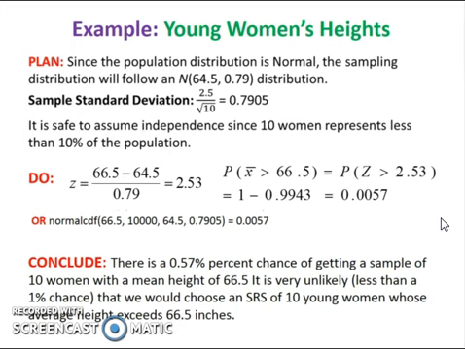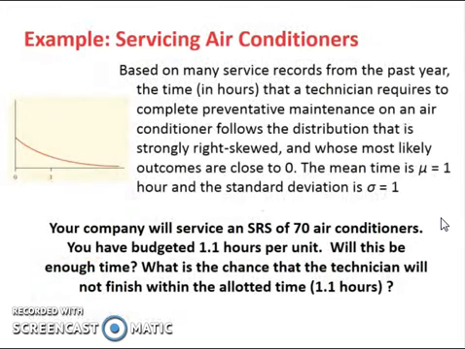Let's try one more example together. This one's about servicing air conditioners. Based on many service records from the past year, the time in hours that a technician requires to complete preventative maintenance on an air conditioner follows a distribution that is strongly right skewed and whose most likely outcomes are close to 0. The mean time is 1 hour and the standard deviation is 1.